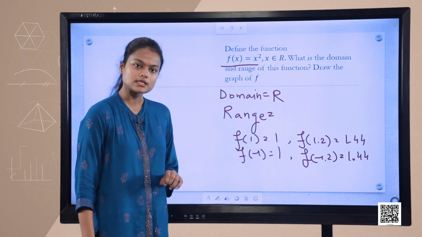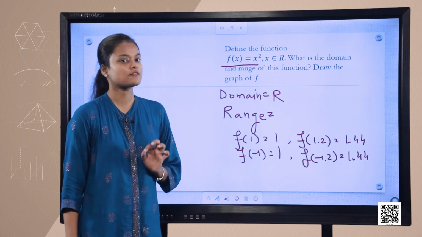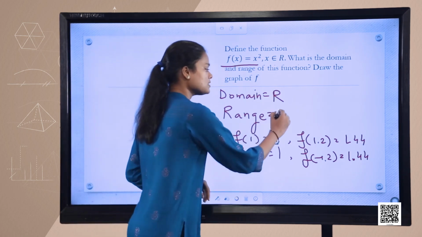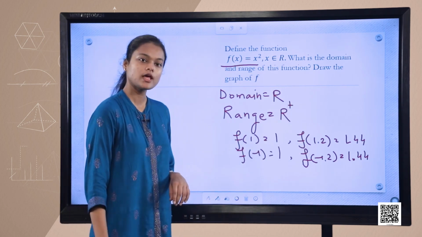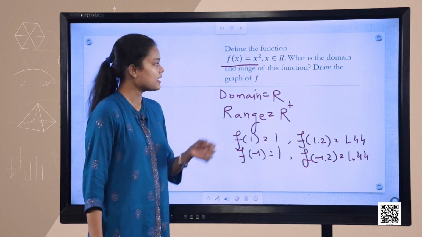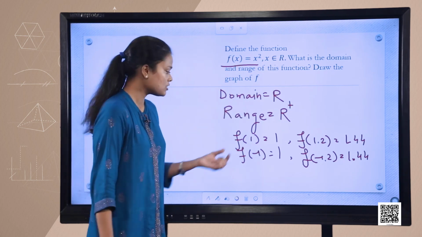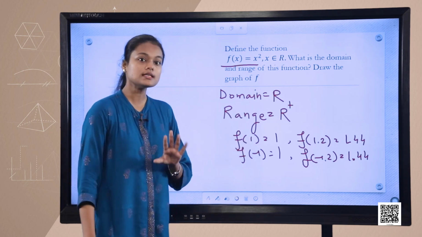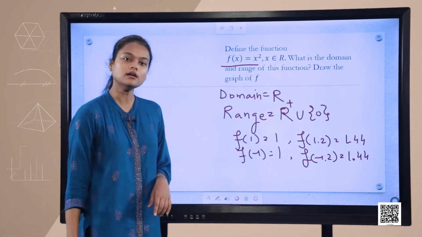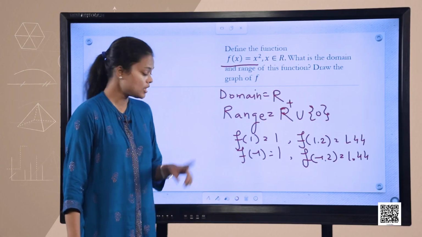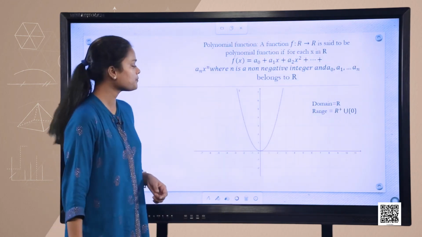So you may notice that each and every time we are getting a positive value. So range is all the set of positive real numbers. And is 0 there in the domain? Yes. So it must have an image. So image of 0 is again 0. So 0 is also included in the range. Okay. So for this, let us see the graph of it.